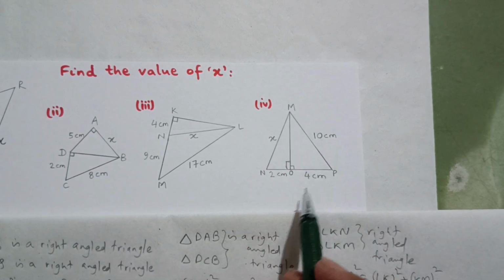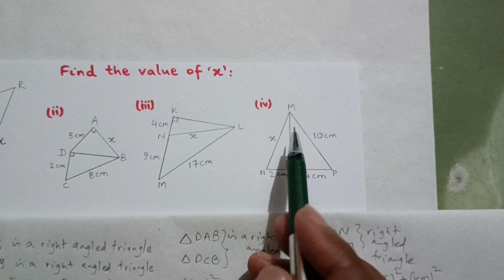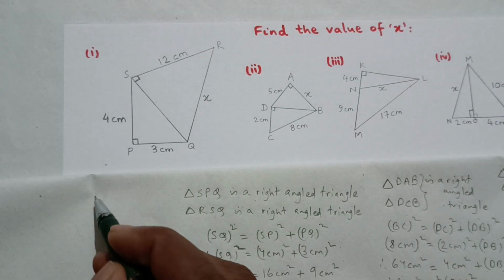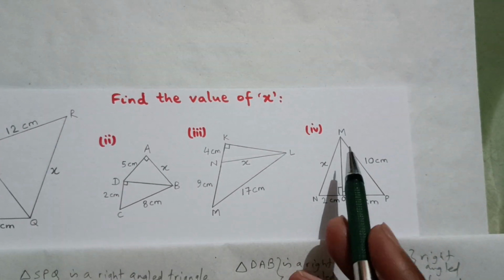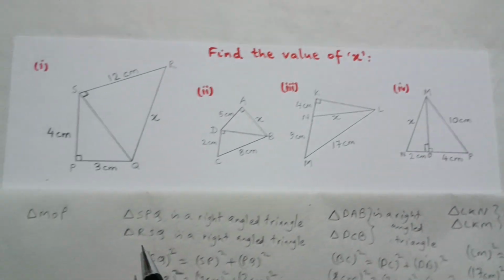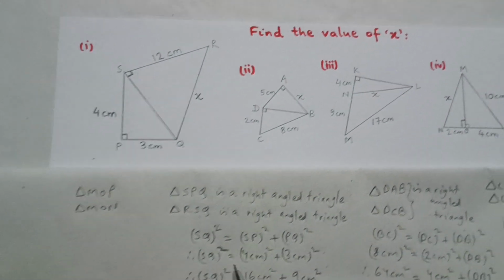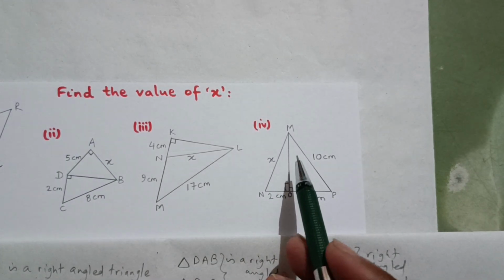So, in this diagram, I will take two triangles. One is triangle MOP, and another is triangle MON. And both of these triangles are right angle triangles.